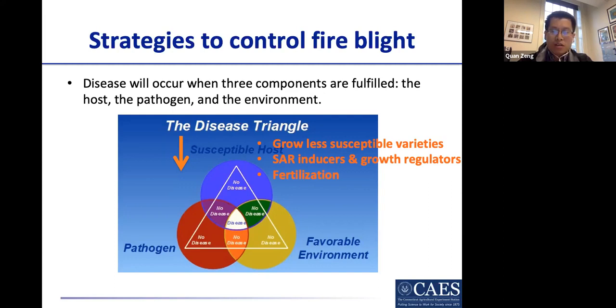And finally, try to avoid over-fertilizing your trees, which would also be helpful to reduce host susceptibility.